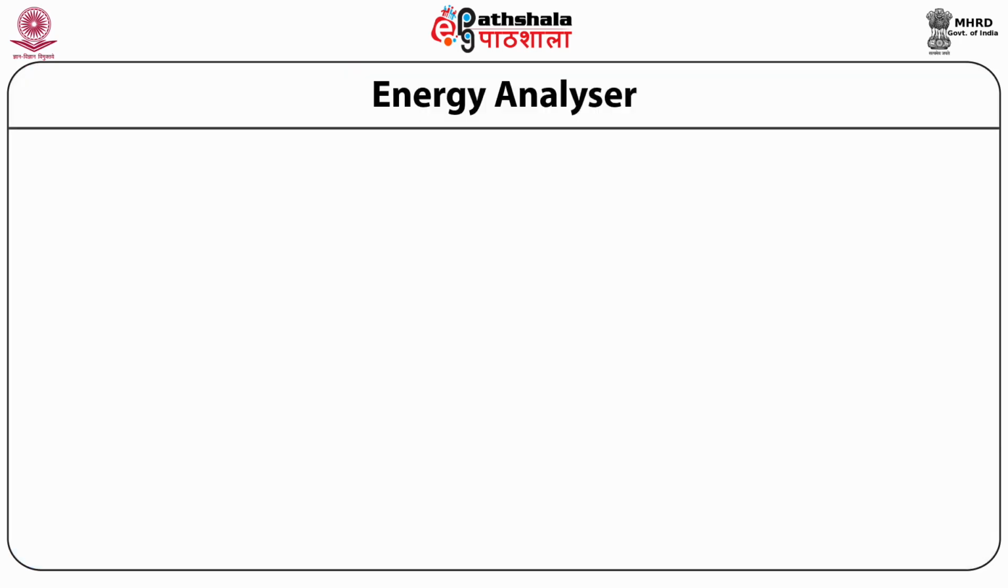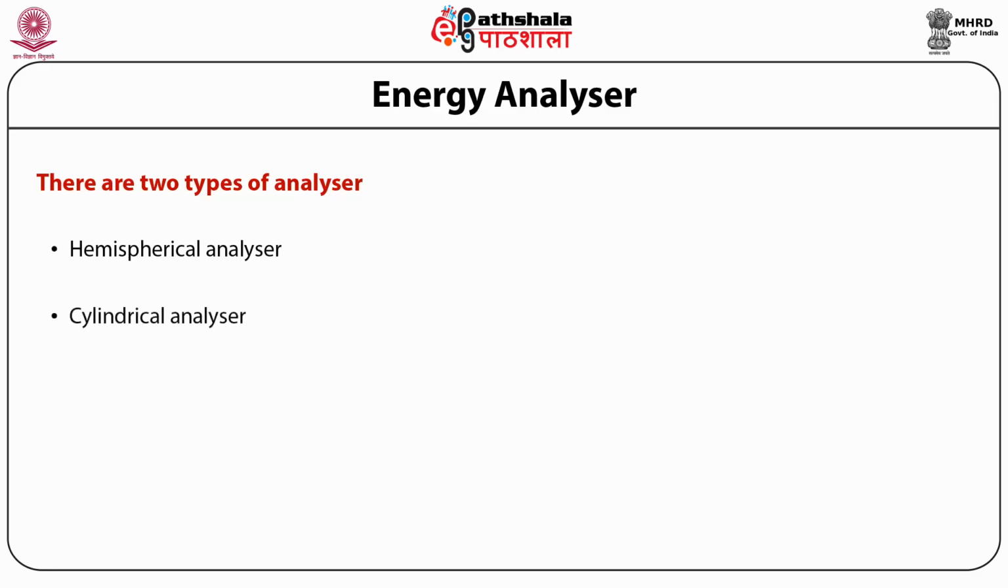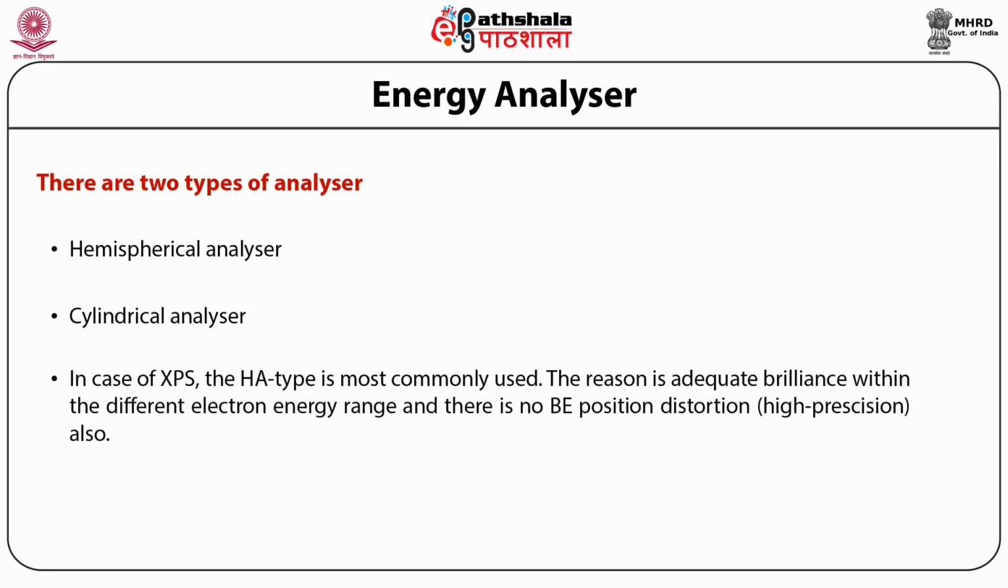Now about the energy analyzer. There are two types of energy analyzer. Number one, the hemispherical analyzer, and number two, the cylindrical type analyzer. In XPS, the HA or hemispherical analyzer is most commonly used. The reason is adequate brilliance within the different electron energy ranges, and there is no binding energy position distortion, that is, high precision.